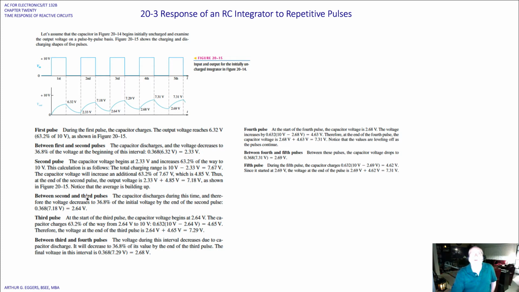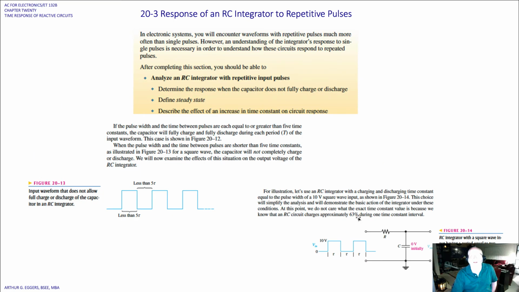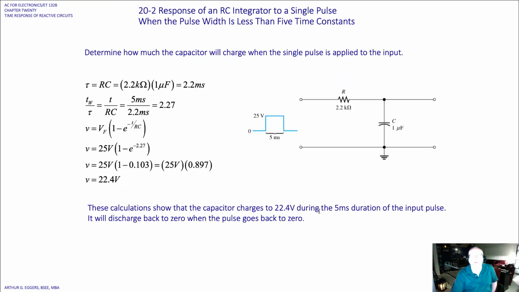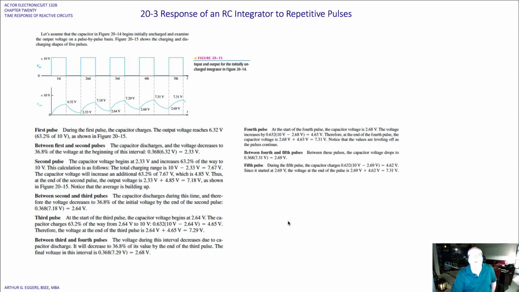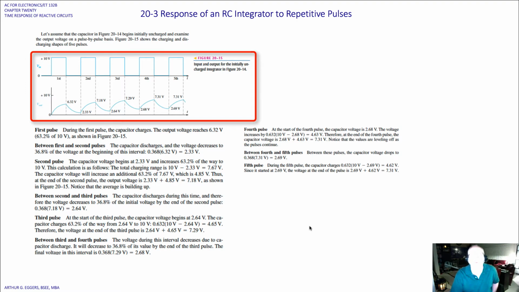Response of an RC integrator to repetitive pulses. So we've taken a look at going from single pulses with a certain pulse width to a periodic set of pulses, where we have a chain or a train of pulses. Now we're going to look at the characteristics of the response of an RC integrator to those pulses.